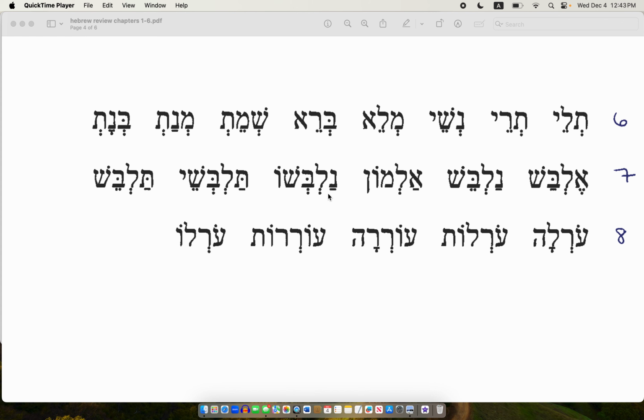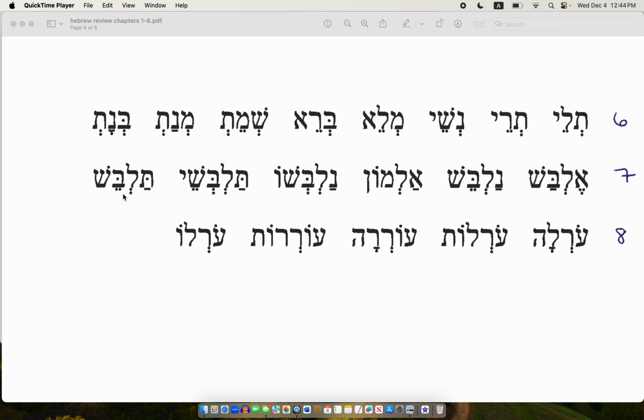These next two, remember, 2 schwas next to each other, 2 different letters. The first one is silent. The second one is sounded. So we're going to hear the consonant of the lamid, and we're going to hear the consonant and the vowel sound of the bet. Nal be sho. Tal be she.